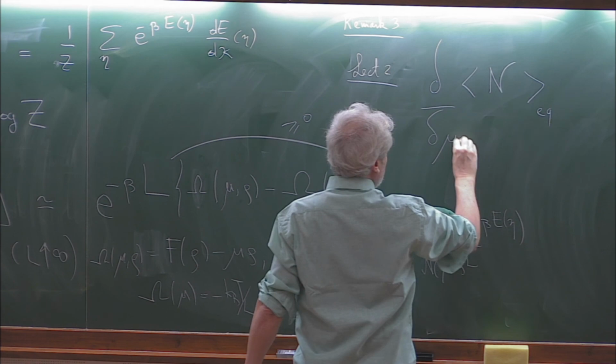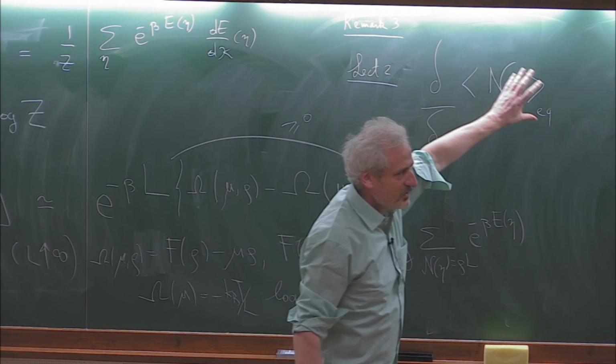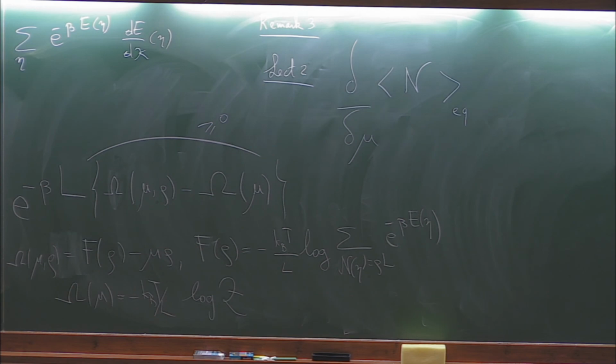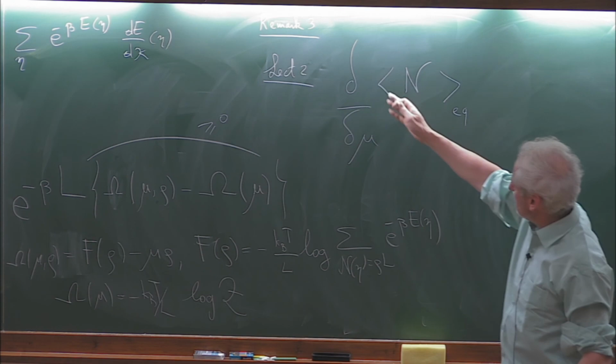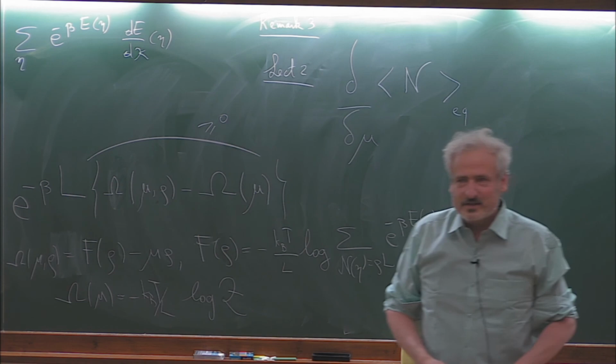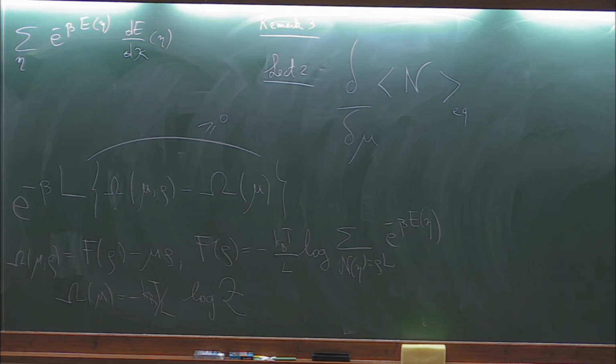Hidden in this notation is the equilibrium ensemble, which depends on the chemical potential mu, right? So I can ask how it depends. So just take the derivative, a partial derivative with respect to mu. Now, since we know the stationary distribution, we don't need miracles. We can just compute it, right? And you know the answer, I think.